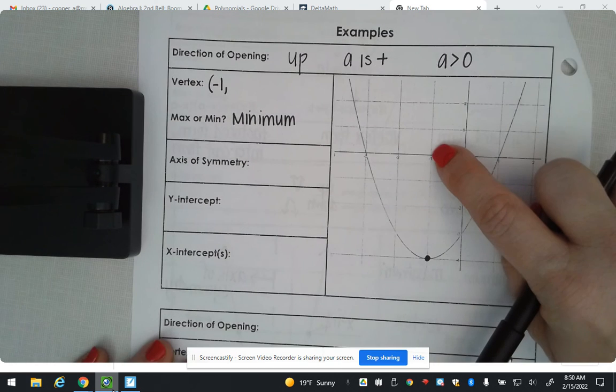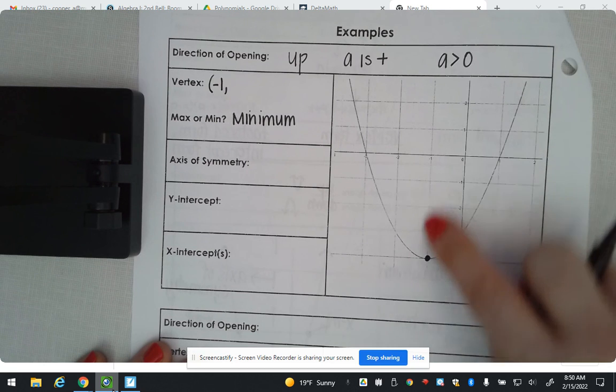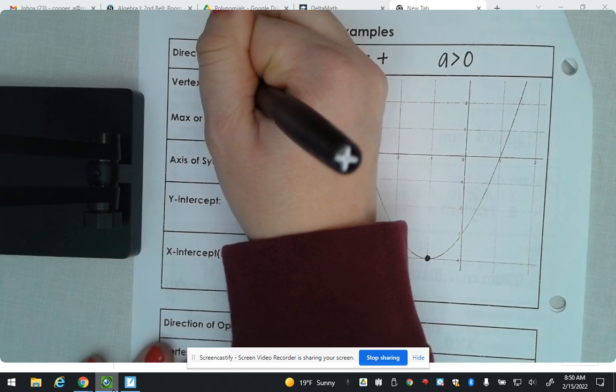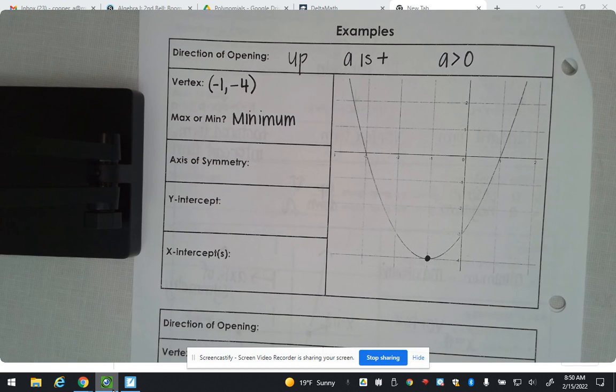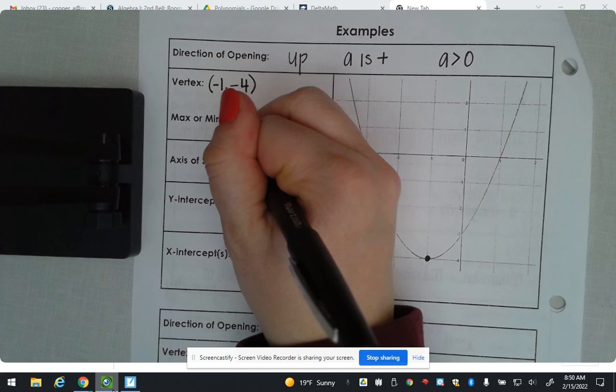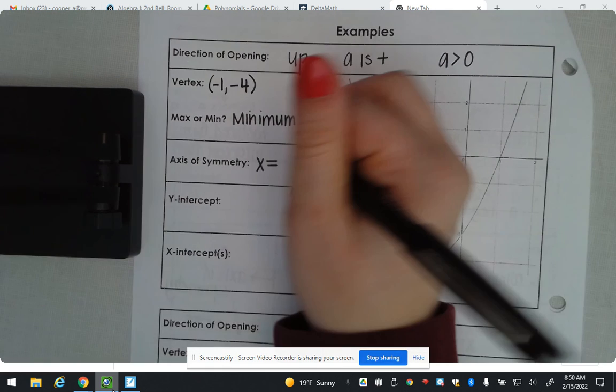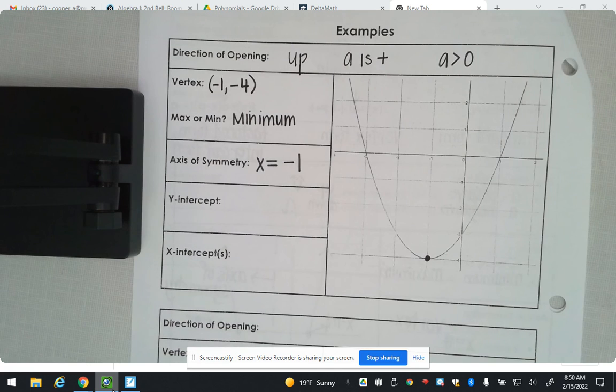So I went left 1, and I need to go down how many? 4. So I write that as -4. -1, -4. Okay? Axis of symmetry always starts with x equals. It's going to be the x coordinate of my vertex. What is my x coordinate of my vertex? -1. So x equals -1.